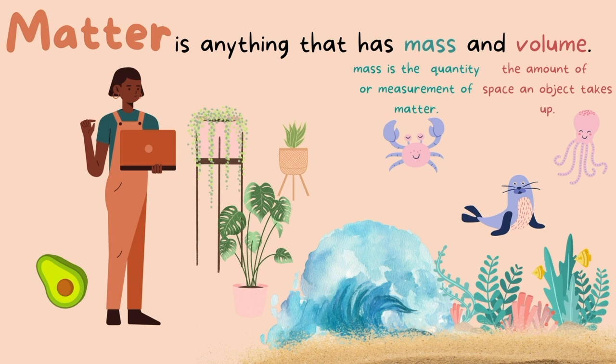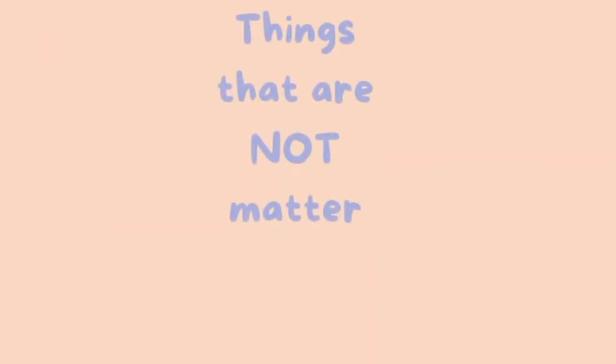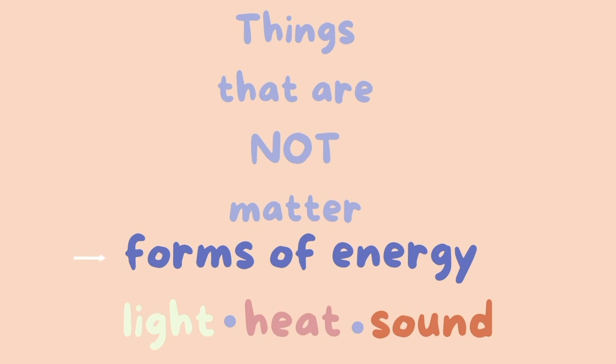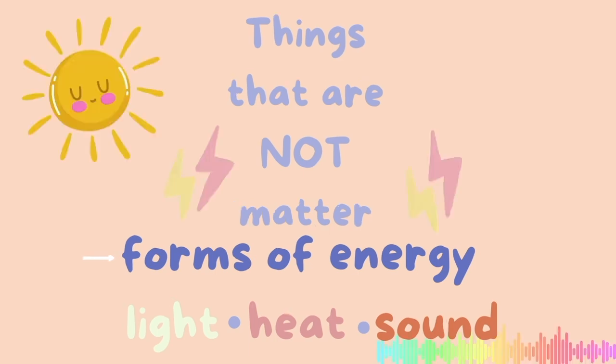Almost everything you can think of is matter, but there are a few things that are not matter. Those things are forms of energy, like light, heat, and sound. So what is not matter are forms of energy. Like the sun rays that give off heat and light, these are not matter. Lightning and thunder give off forms of energy like light and sound, and these are not matter. They are forms of energy.